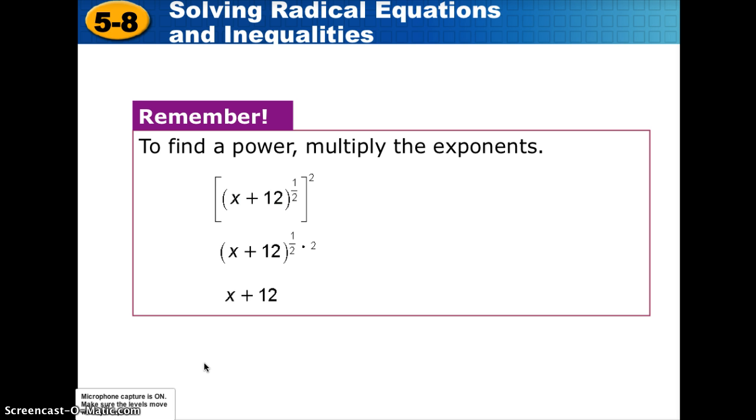Now, when you raise a power to a power, you multiply the exponents. And this is something, again, you've been doing since Algebra 1. Here's a perfect example of it. And we know that the 1/2 power means we're really finding the square root of x plus 12. But when we square that, the 1/2 times 2 ends up being equal to 1. So it's as if they cancel out because their product is 1.